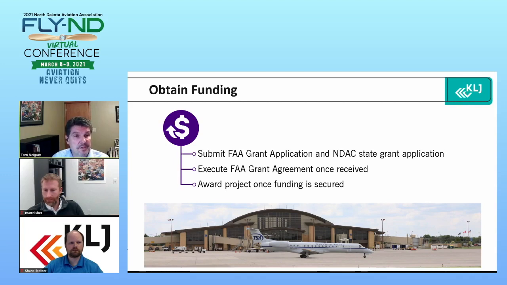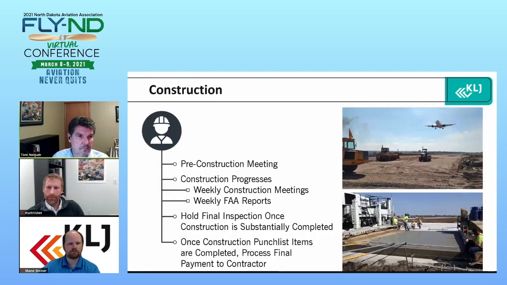And then once you receive the FAA grant agreement, execute that. Believe those are electronic now, so you'll be executing that electronically. That does involve your attorney's review and signature as well. And then award the project once funding is secured. So once we have that in place, we'll award the project to the contractor and then proceed with construction. So we've got everything in place now.